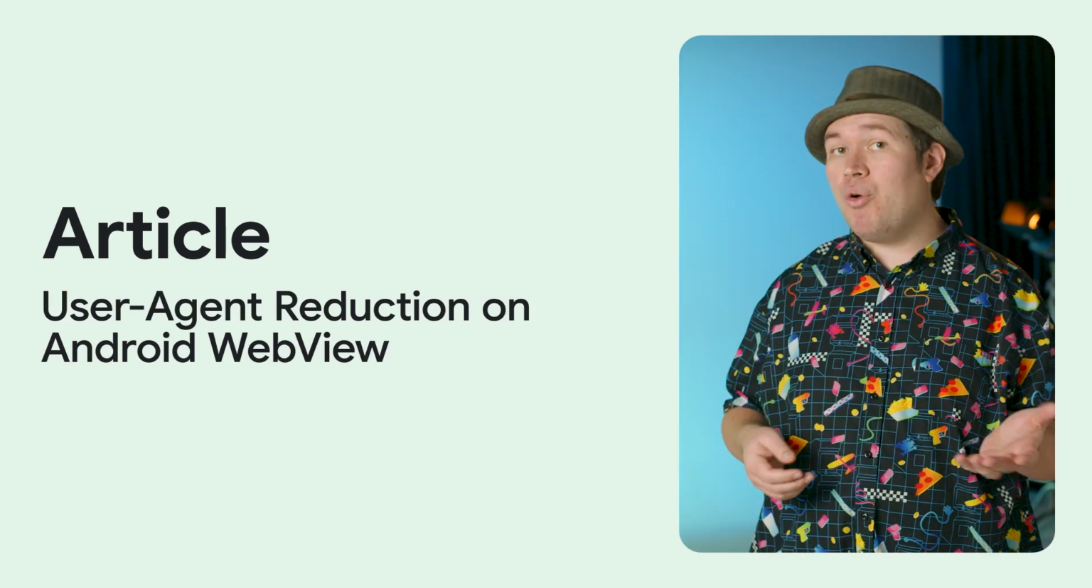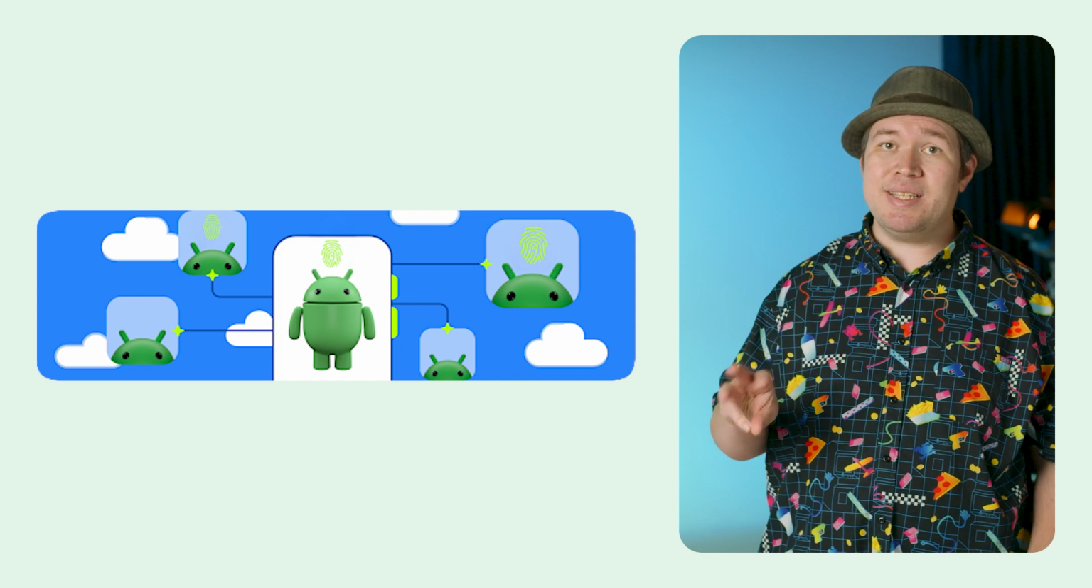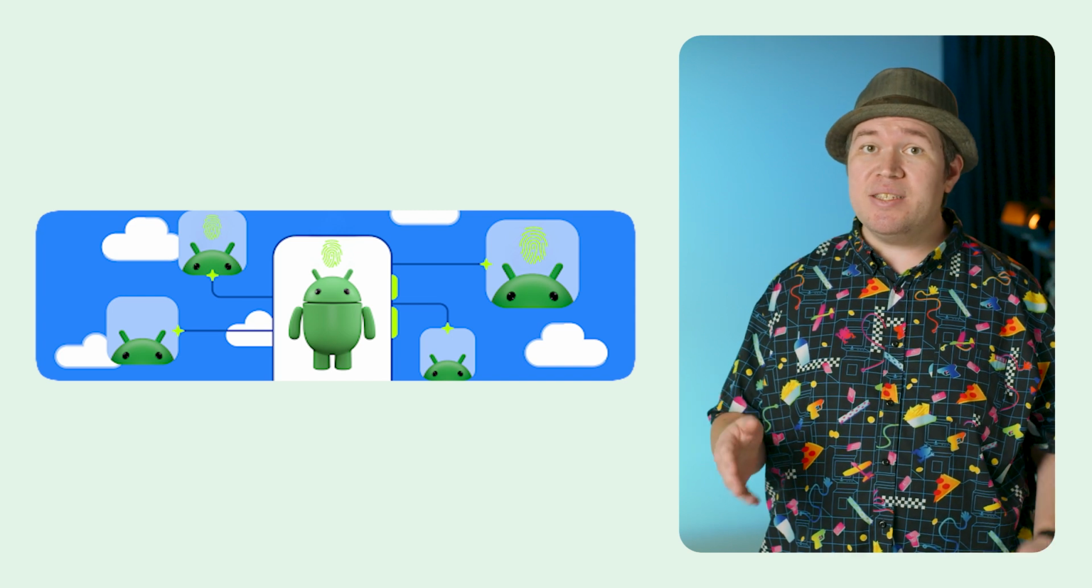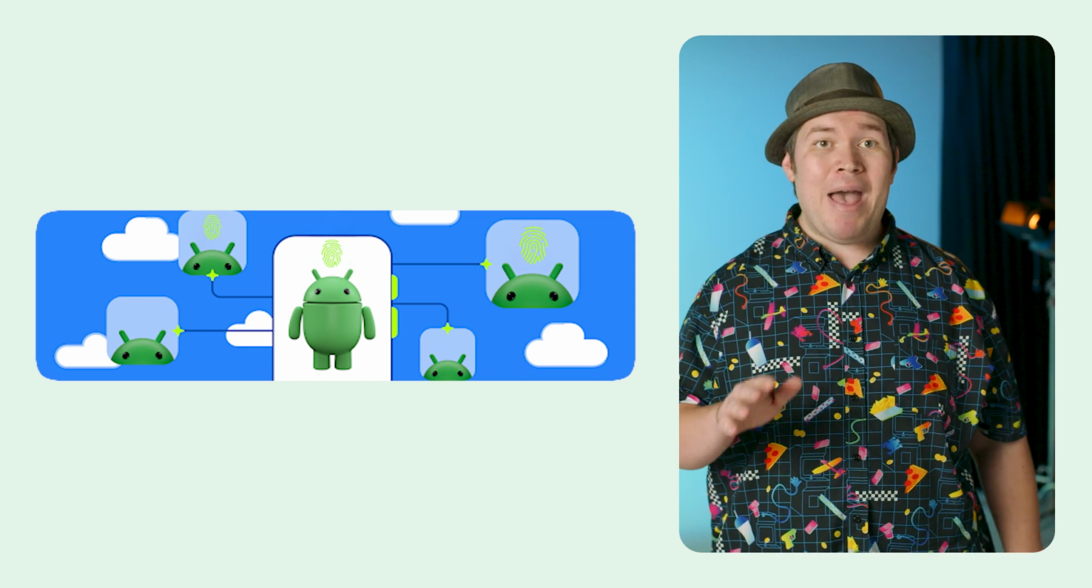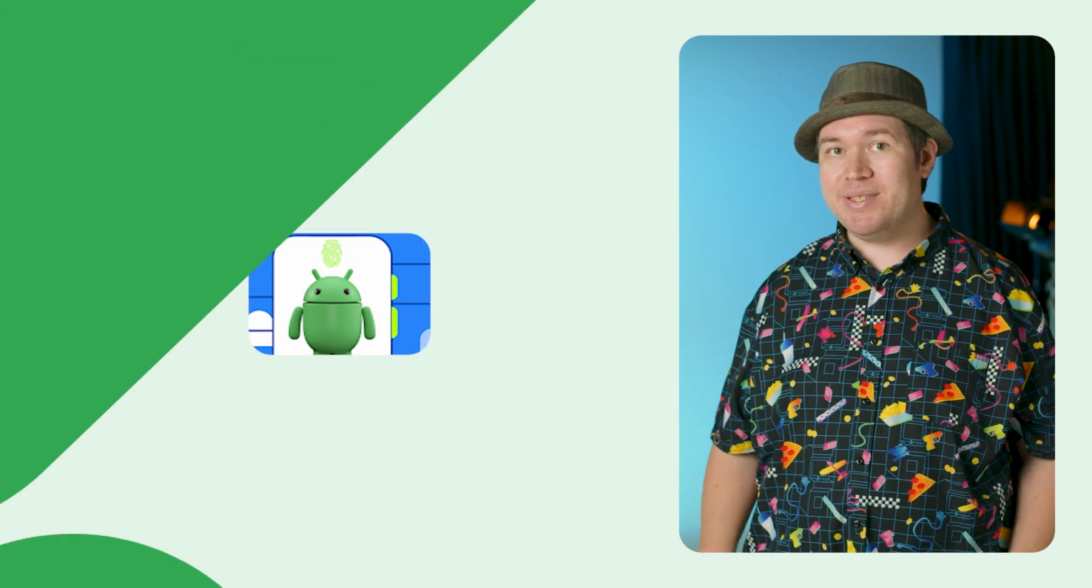And finally, Mark and Mahai share an update on Chrome's new reduced user agent string. Beginning in Android 16, the default user agent string in Android WebView will match the shortened string now seen in Chrome on the desktop and Android platforms.